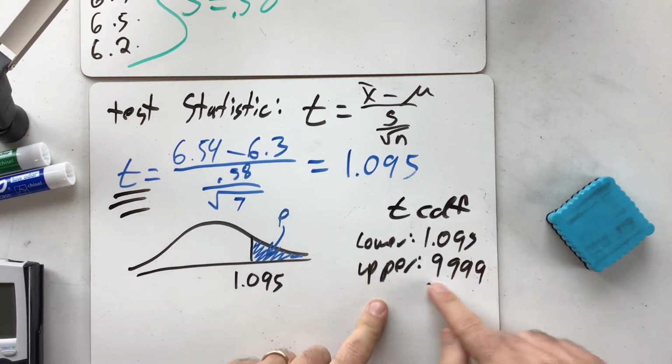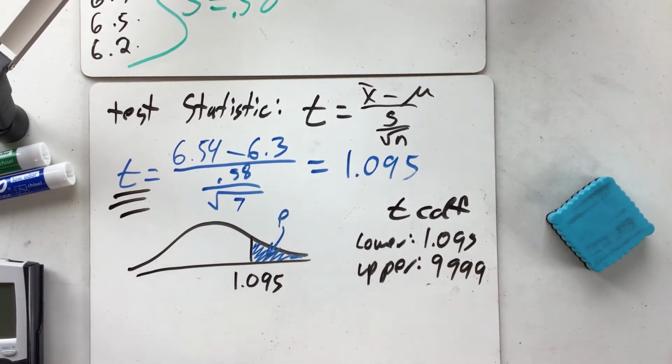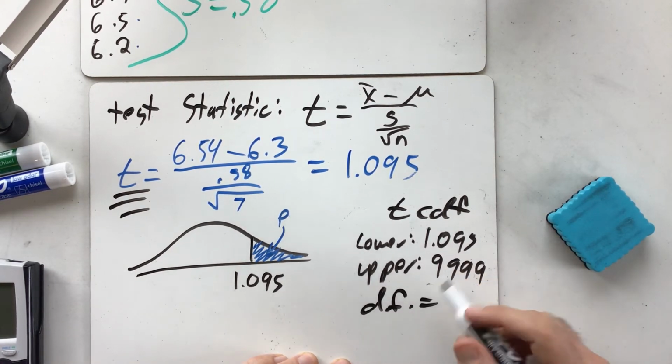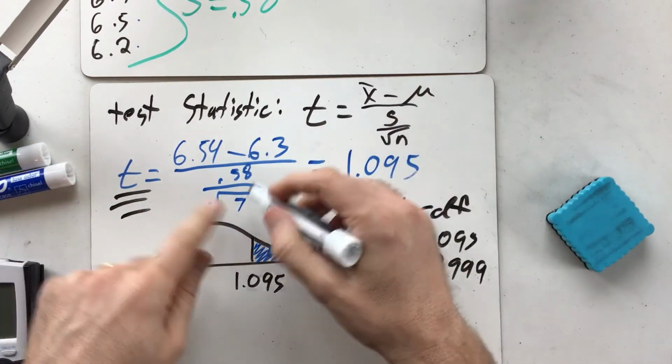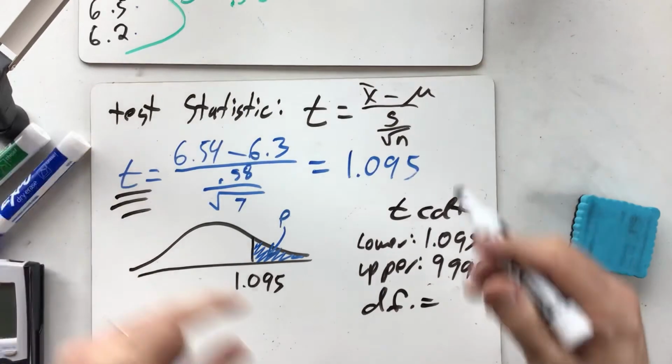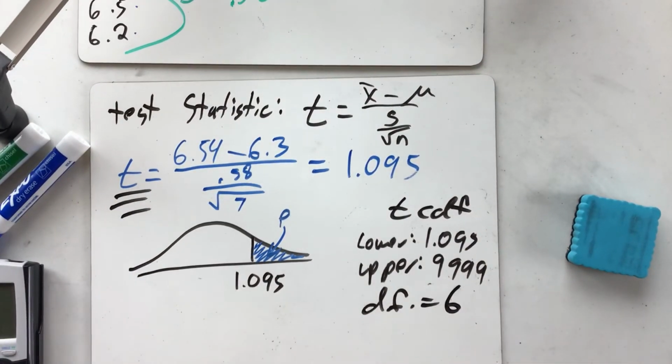Okay, so TCDF, there's our lower and there's our upper. We don't have to tell it mu and sigma, but we do have to tell it the degrees of freedom. And the degrees of freedom is always n minus 1. We had 7 flies, so that means our degrees of freedom is 6.